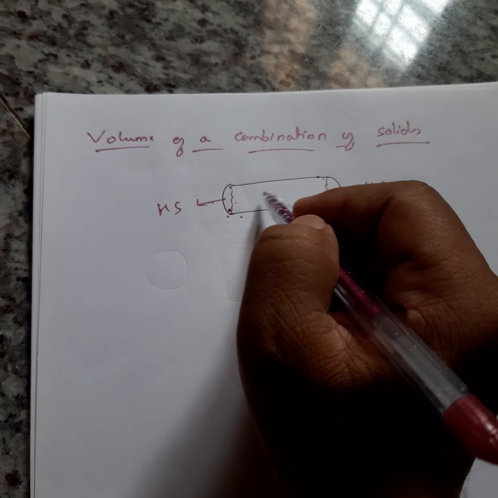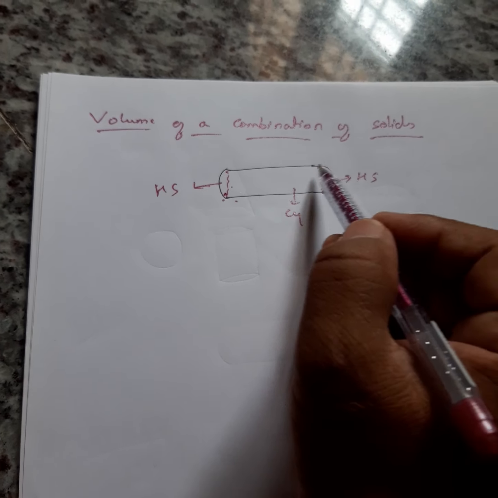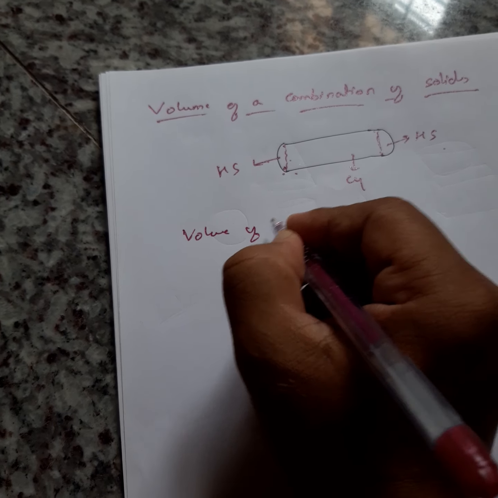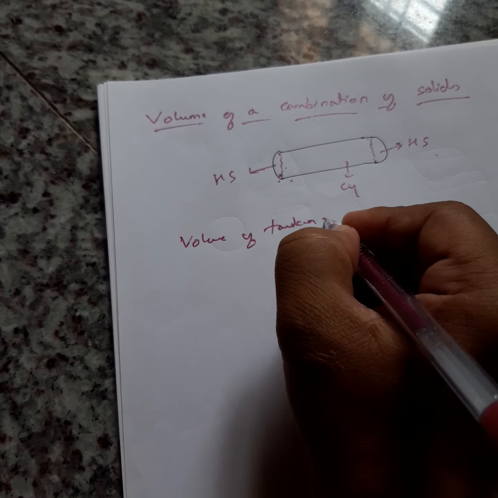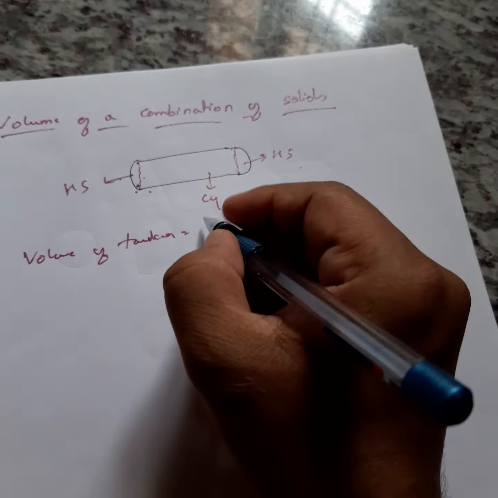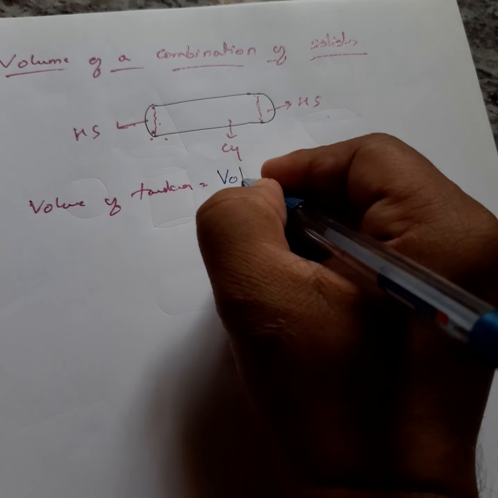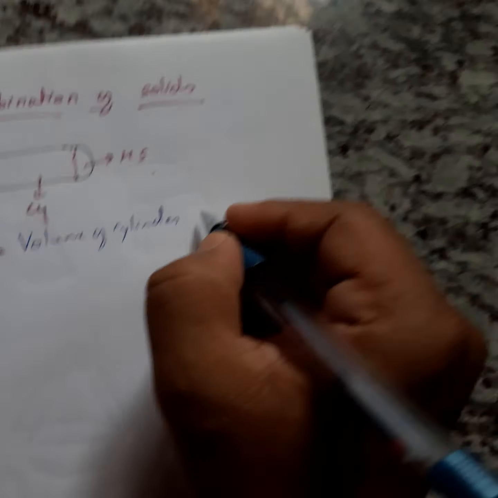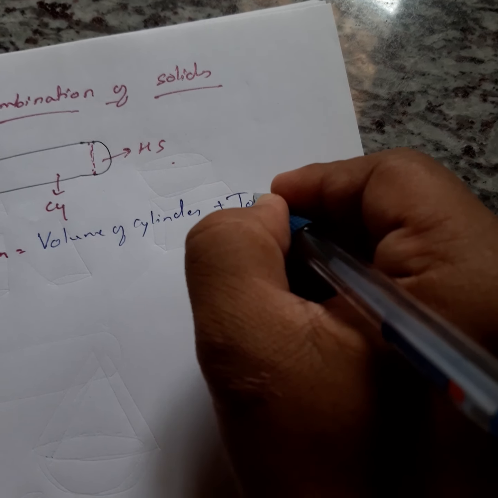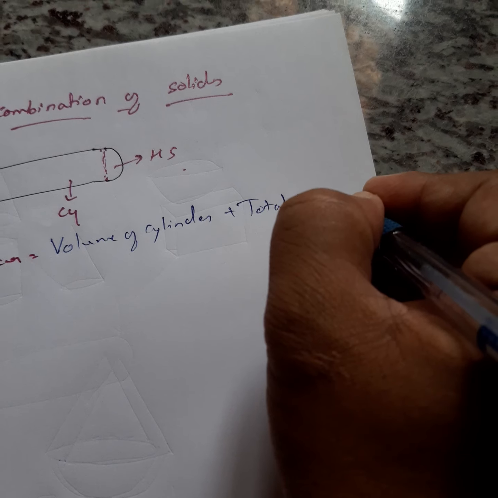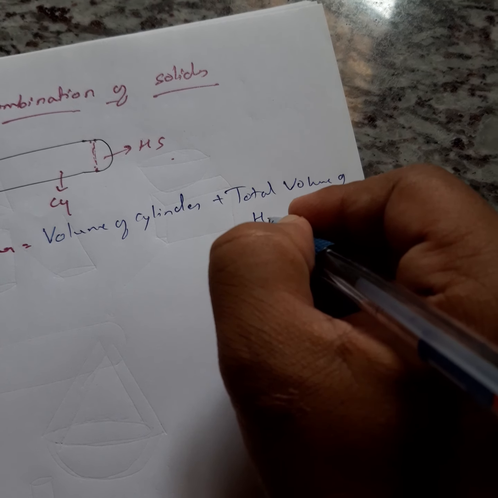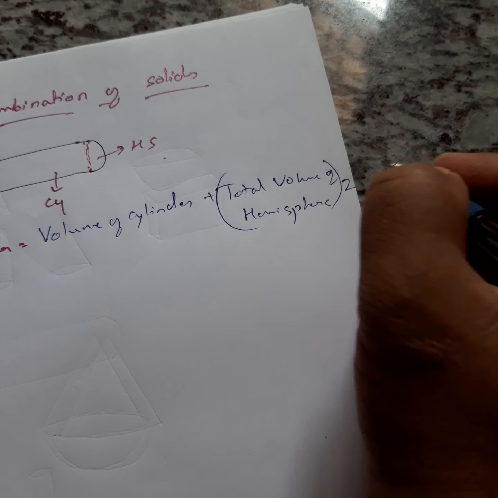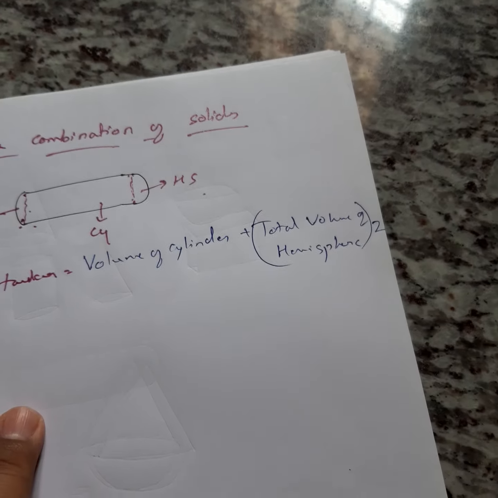So if I want to find out the volume of this complete shape, the volume of the tanker, then I have to consider the total volume of cylinder plus total volume of hemisphere into 2 as usual, because there are 2 hemispheres.